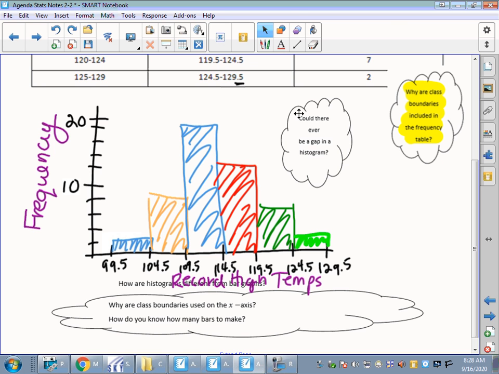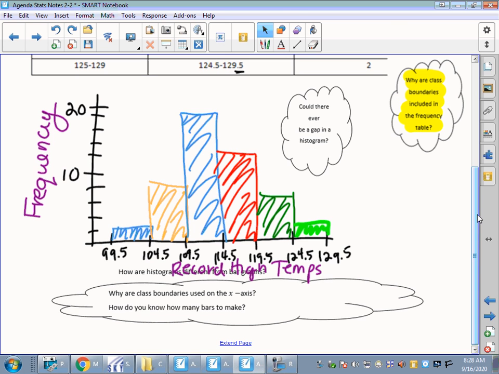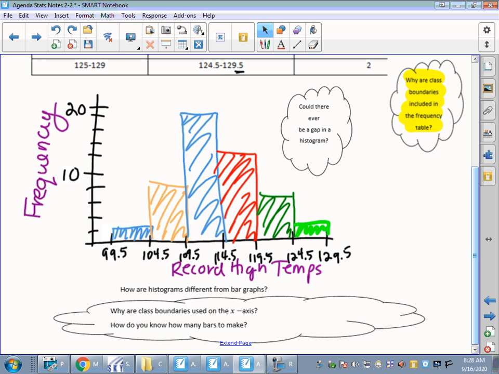Down here I've got another bubble, another couple things to think about. How are histograms different from bar graphs? Well, I think I said that at the beginning, right? Bar graphs we can actually use with qualitative data. They usually have gaps. Bar graphs can be vertical or horizontal. Histograms also always have bars touching. Class boundaries are on the x-axis so that we can actually see what our data is.